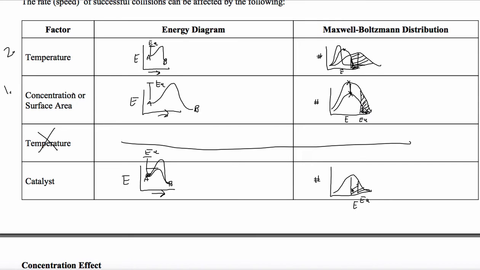Looping in more total particles there. So if you notice, all of these loop in more particles: temperature by shifting it to the right, concentration or surface area by shifting it up, and the catalyst by shifting the location of the EA. Notice that the catalyst is the only one that changes the EA. The only one. That's a really important thing to understand.